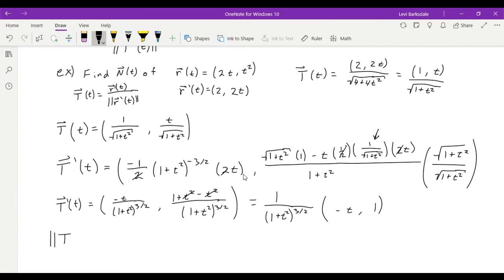Now, in order to find the magnitude of this, since we already have a coefficient out front, we don't necessarily have to multiply that back in. We can just say that is going to be a part of our magnitude. So that would be 1 over 1 plus t squared to the 3/2, and then we multiply by the magnitude of this vector, so times square root 1 plus t squared. And as you see, this simplifies down to 1 over 1 plus t squared.